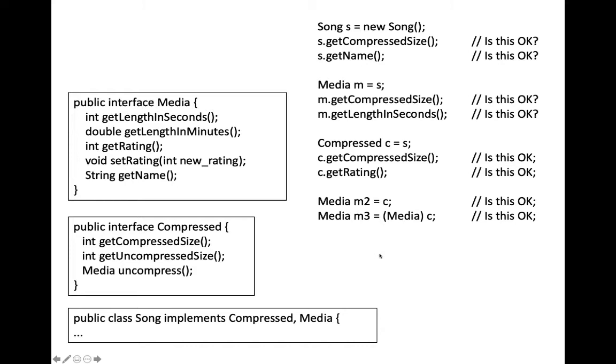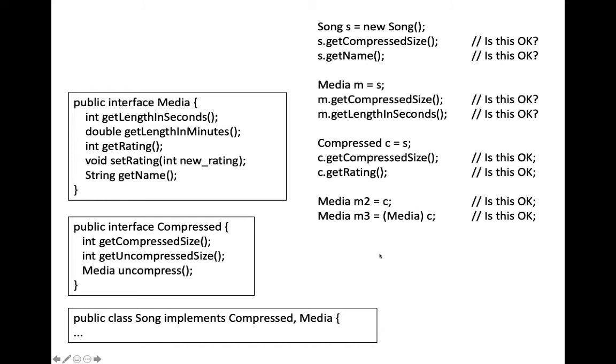And the reason why that first line doesn't work is because, yes, that song object does happen to implement media, but that line can't be checked by the compiler. Just because something is compressed doesn't mean it's a media object, and therefore the compiler is going to complain, because it's going to say, yeah, maybe that object is also a media object, but I don't know that it is. I can't reason about that relationship, and therefore I can't allow that line of code to be there.